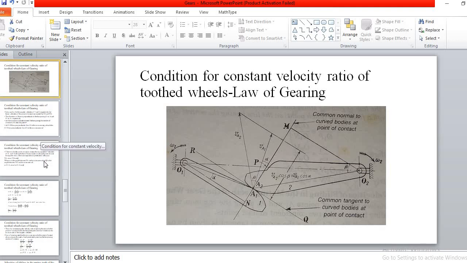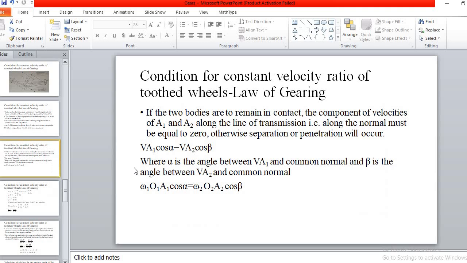This length is common and it should be the same, and we can write like this: Va1 cos alpha, Va2 cos beta. And now these angles alpha and beta are the corresponding angles of Va1 and Va2 with the common normal. And now we can write Va1 cos alpha, Va2 cos beta.